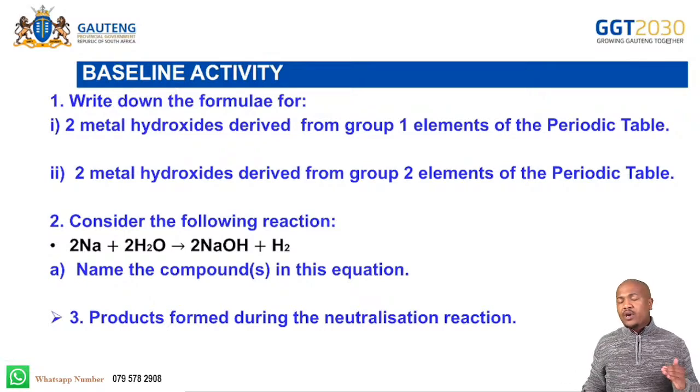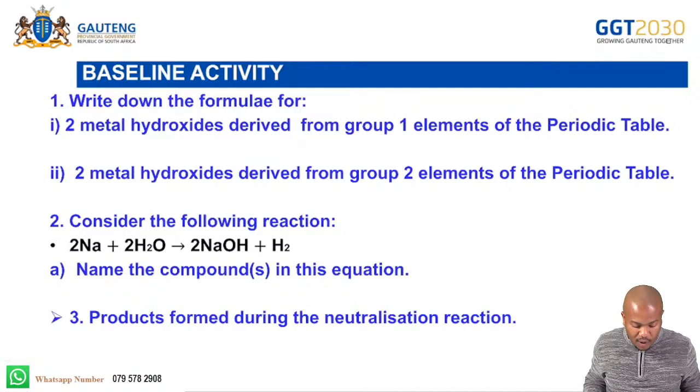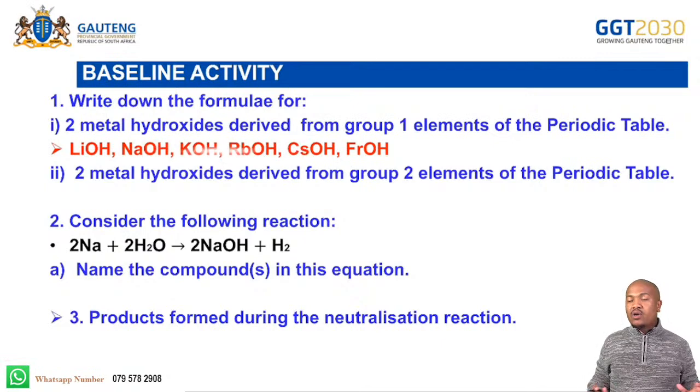Right, so let's look at the solutions together now. Right, number 1, Roman figure 1. Two metal hydroxides derived from group 1 elements of the periodic table, right? And this is the whole list of what? Metal hydroxides derived from group 1 elements of the periodic table, right?